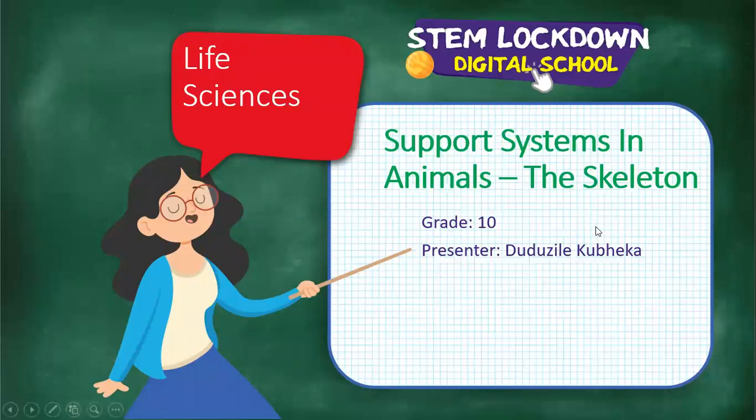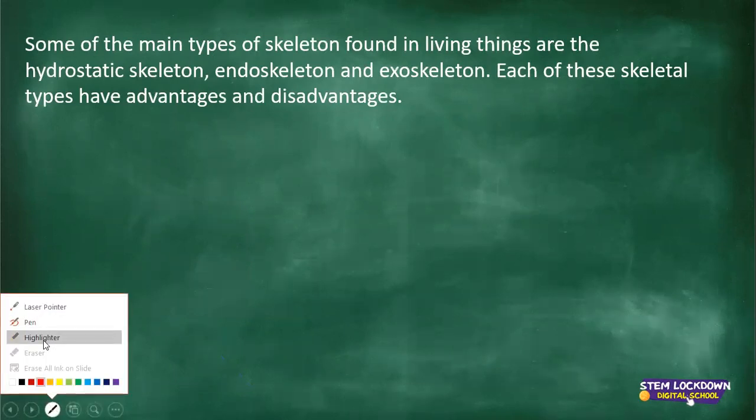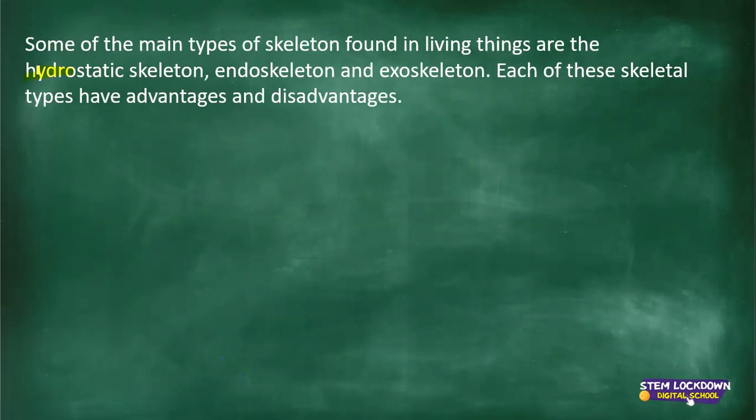The main types of skeletons found in living things are the hydrostatic, endoskeleton, and exoskeleton. Hydrostatic, the word gives it away. Hydro has to do with water. Endoskeleton meaning inside, and exo means outside. Each of these skeletal types has advantages and disadvantages.